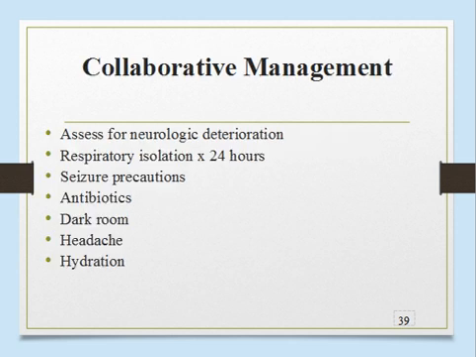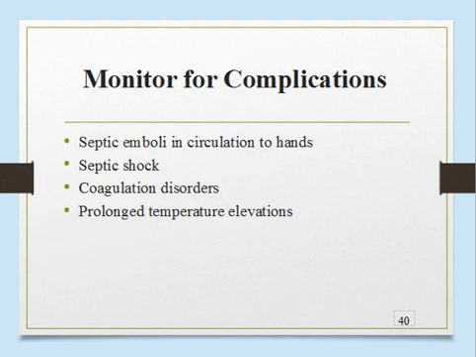So the things you want to do is assess for neurologic deterioration, respiratory isolation for 24 hours to make sure that you are not contaminating other patients. Seizure precautions, consider antibiotics. Make sure it's a dark, quiet room. They will have headaches, and you'll have to really watch the hydration status. You need to monitor for complications.